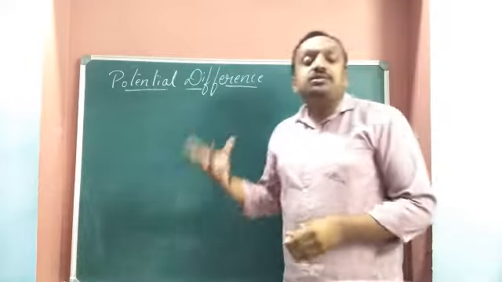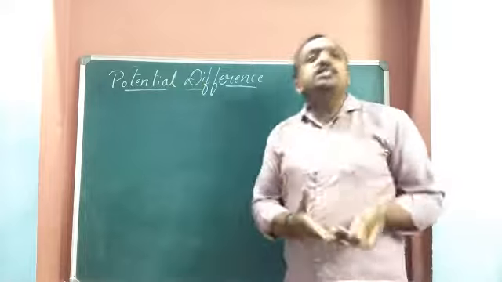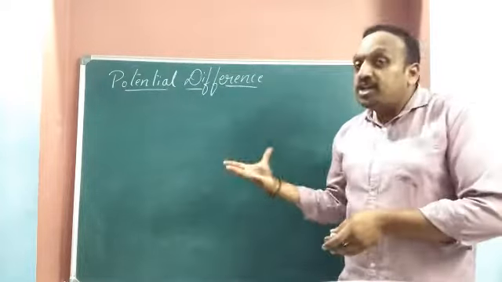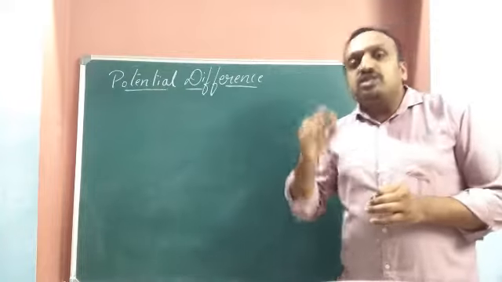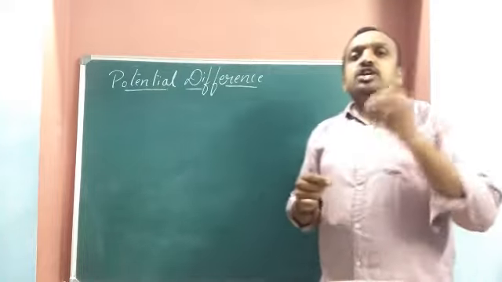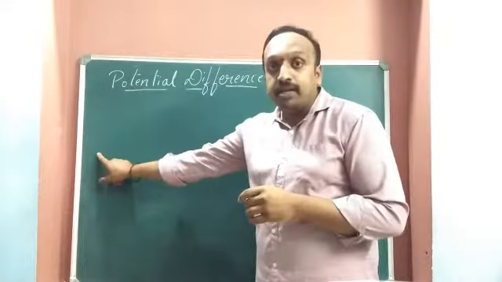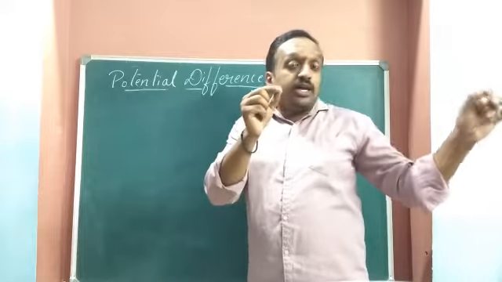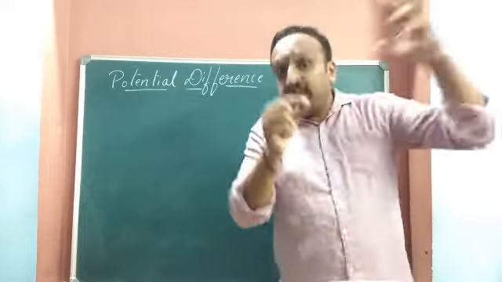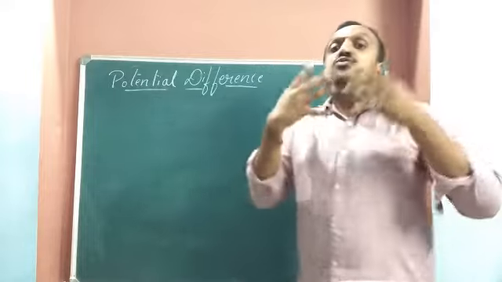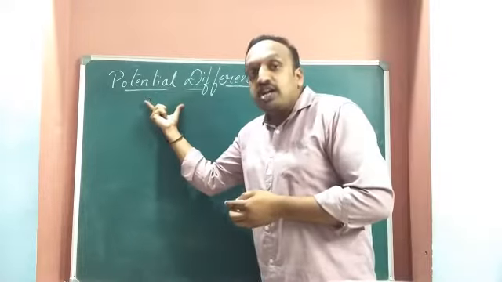Now we are going to discuss the concept called potential difference. So what is this potential difference? The potential difference in a conductor is the work done in bringing a unit charge from one terminal to the other terminal. So from one terminal to the other terminal, we need to bring the charge. To bring the charge, how much work we have done, that is called the potential difference.